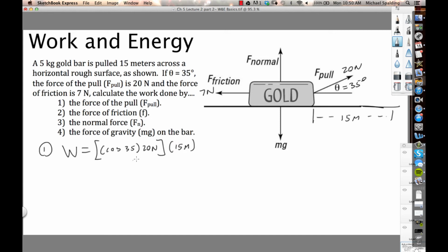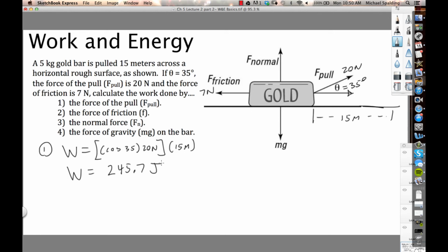So what's cosine 35 times 20? That's the x component of the 20 Newton force, and the x component of the 20 Newton force is parallel to the 15 meters. So this comes out as about 245.7 joules. Now, the sign convention for work, it's very easy.